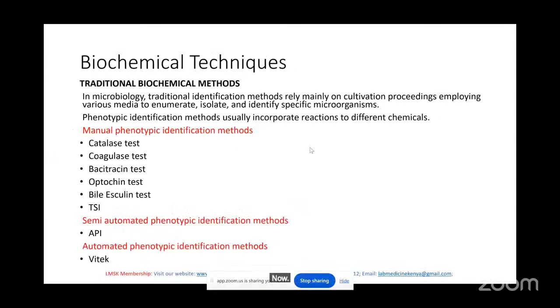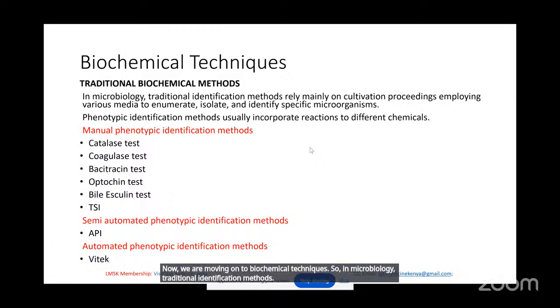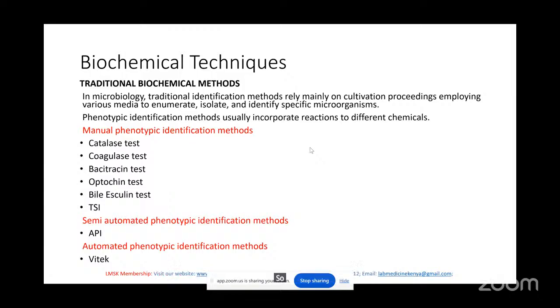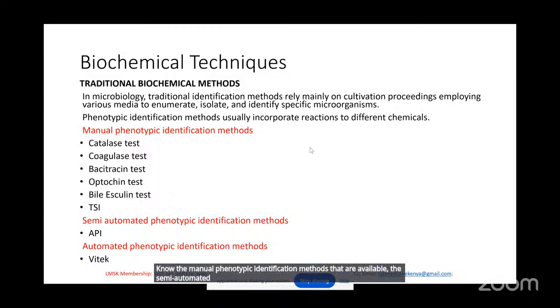Now we are moving on to biochemical techniques. In microbiology, traditional identification methods rely mainly on cultivation procedures, employing various media to enumerate, isolate, and identify specific microorganisms. Phenotypic identification methods usually incorporate reactions to different chemicals. So in this category, we're going to know the manual phenotypic identification methods that are available, the semi-automated and even the automated phenotypic biochemical identification methods.